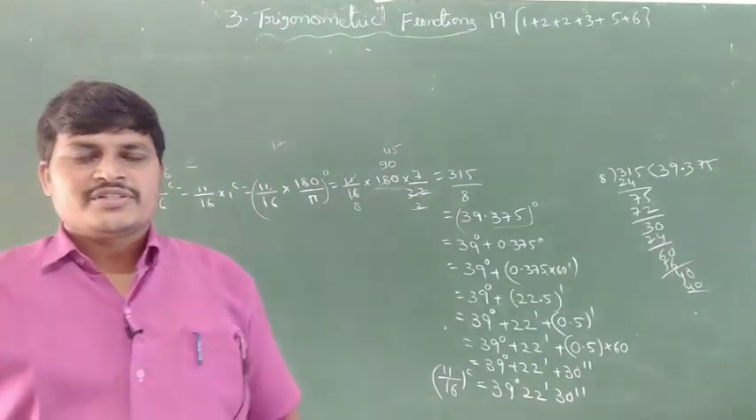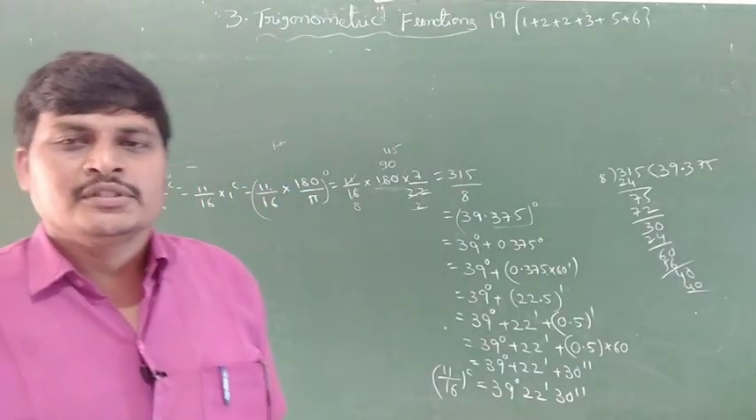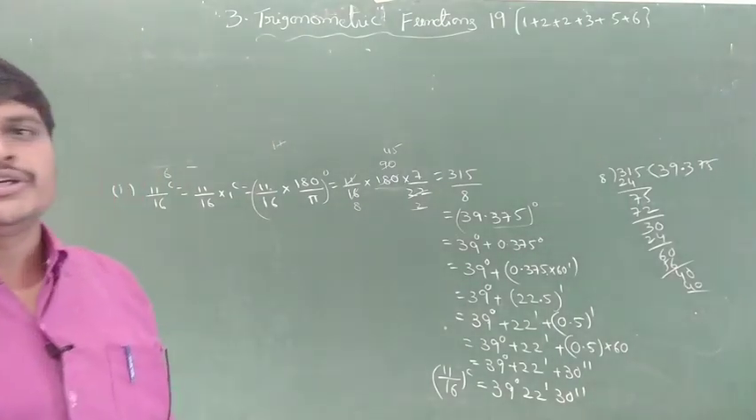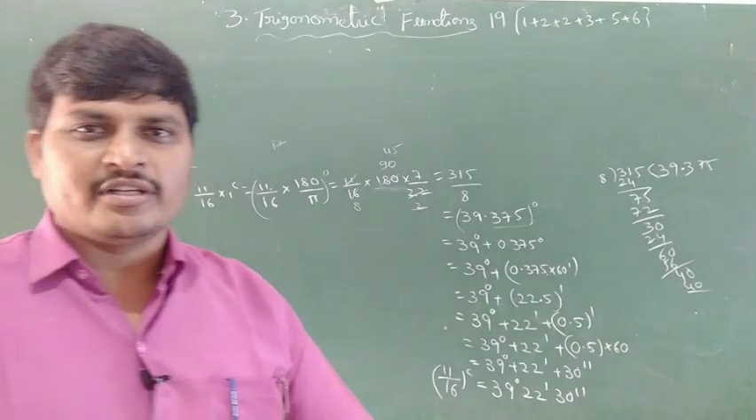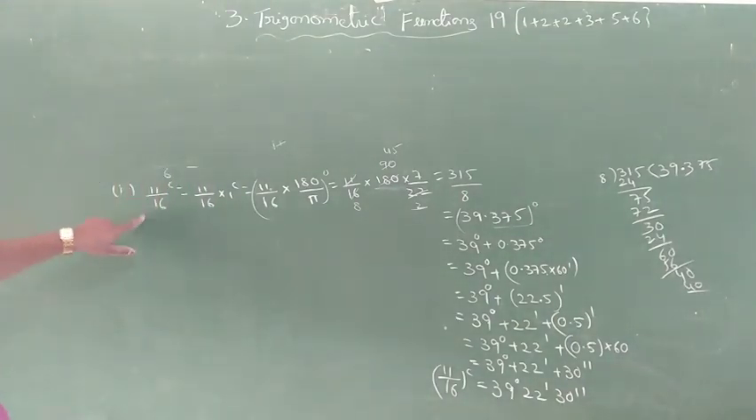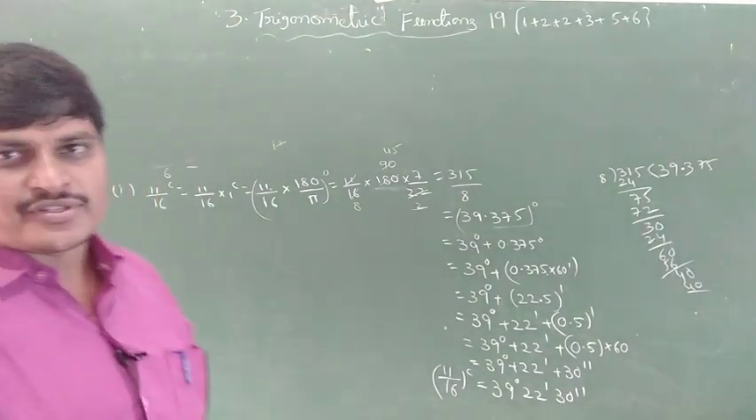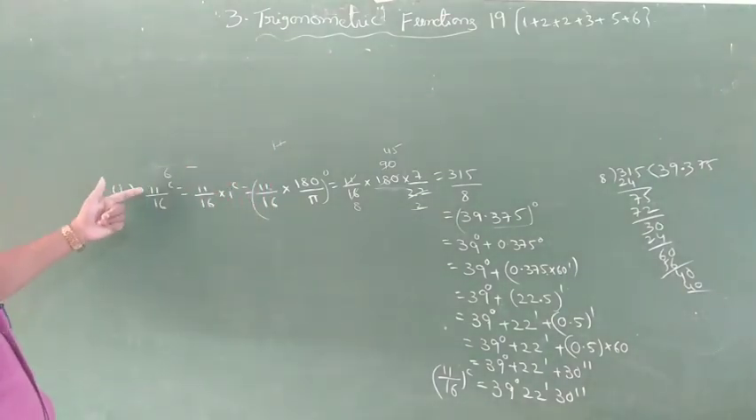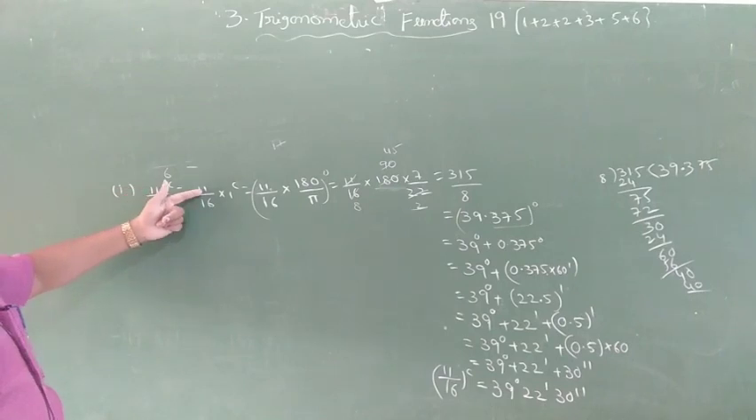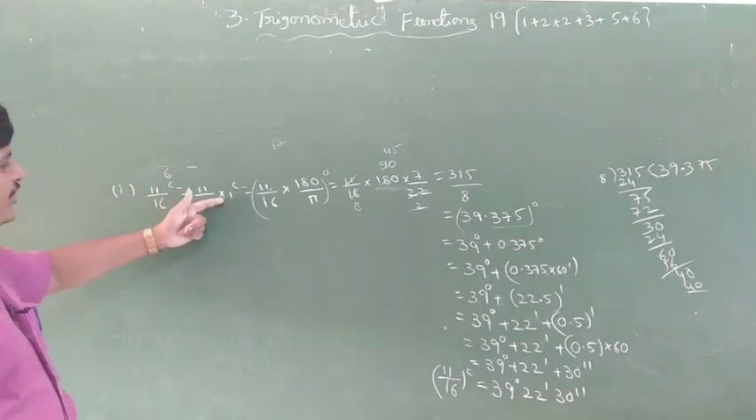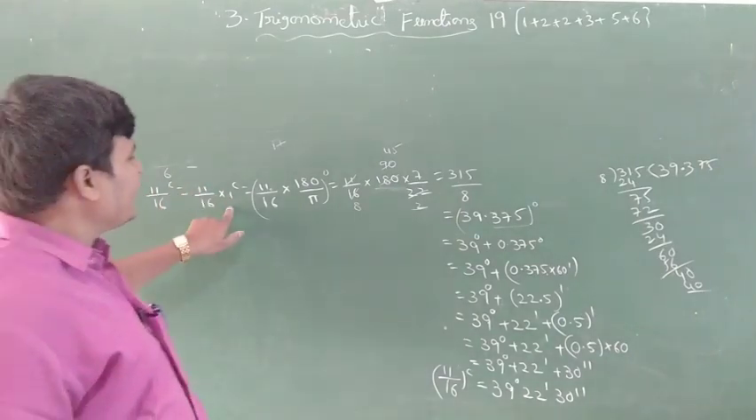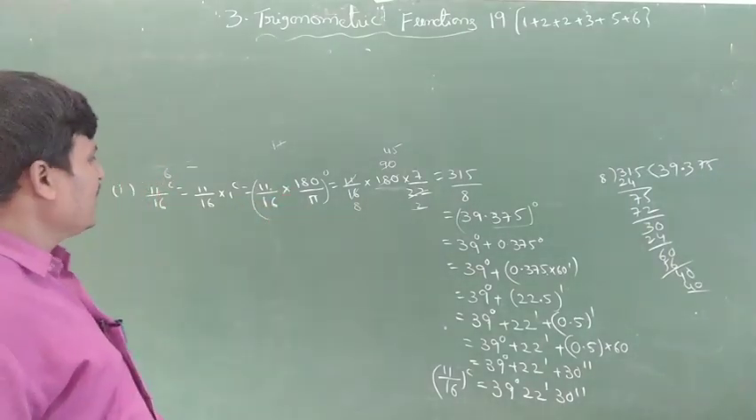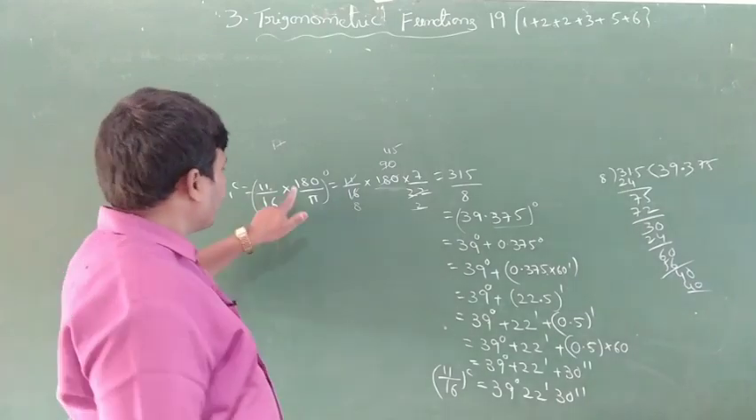Okay, good morning students. Once again I will repeat yesterday's important topic: converting radian measure into degree measure, and degree measure into radian measure. Now, first, radian measure converted into degree measure. 11 pi by 16 radians is equal to 11 by 16 into 1 radian. 1 radian is equal to how many degrees? 180 by pi degrees. So 11 by 16 into 180 by pi.